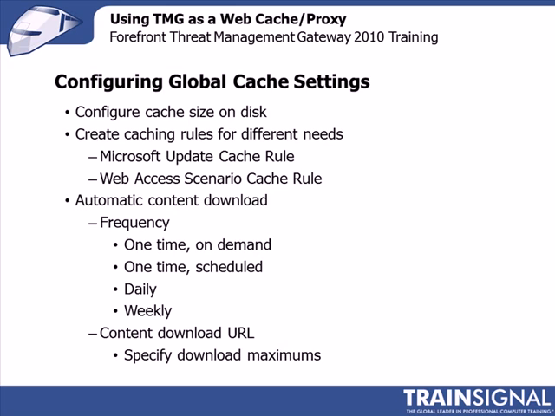Basically, on a schedule, you can tell the Threat Management Gateway system to go out to the internet and download some kind of content on a periodic basis or one time. From a frequency perspective, you can schedule a one-time on-demand download, which is basically telling Threat Management Gateway to go out to this website and get this content right now and download it. Or you can schedule a one-time content download. You can also have daily or weekly content downloads that are automatically scheduled on the Threat Management Gateway system.